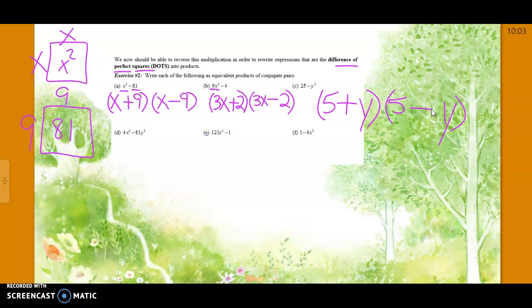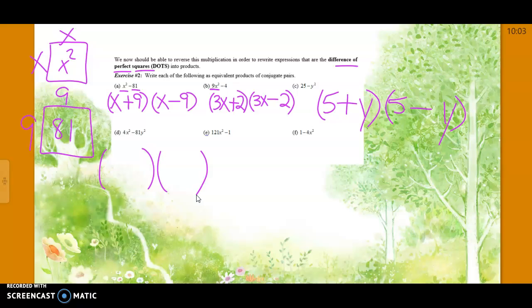Also, we've got d, which is 4x squared minus 81y squared. What can we do here? Well, we can't subtract them. They're not like terms, but we can factor them. So we're going to factor it into two binomials. And we just break it up into the same two binomials, except one's positive and one's negative. One's adding, one's subtracting, I should say.